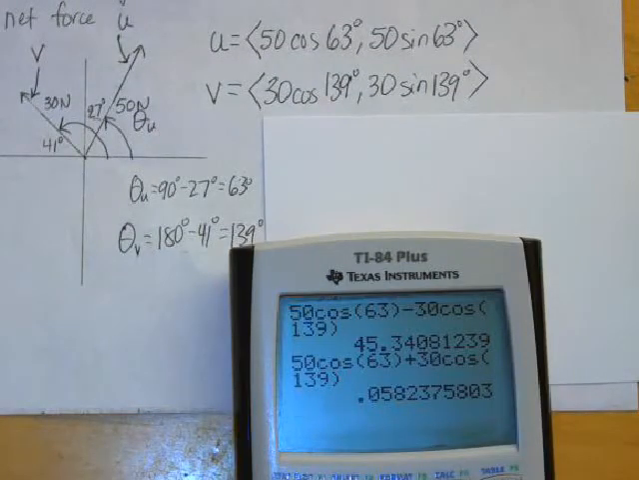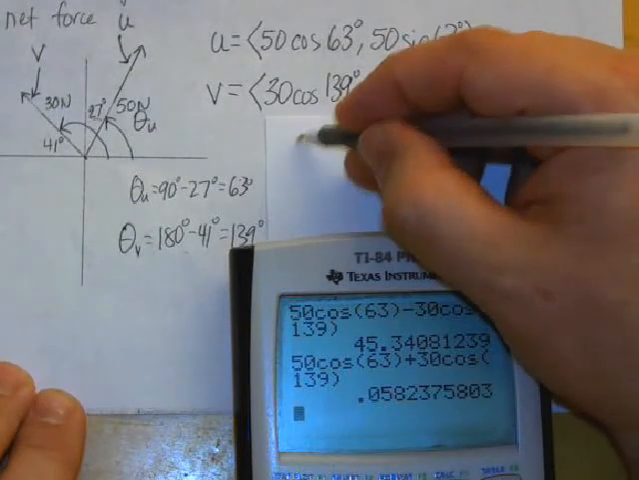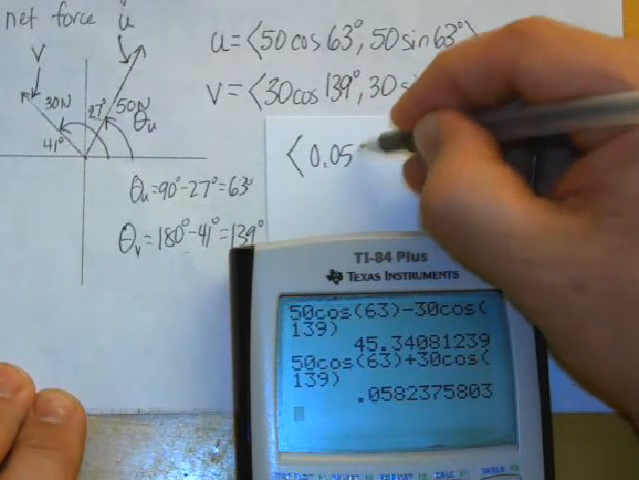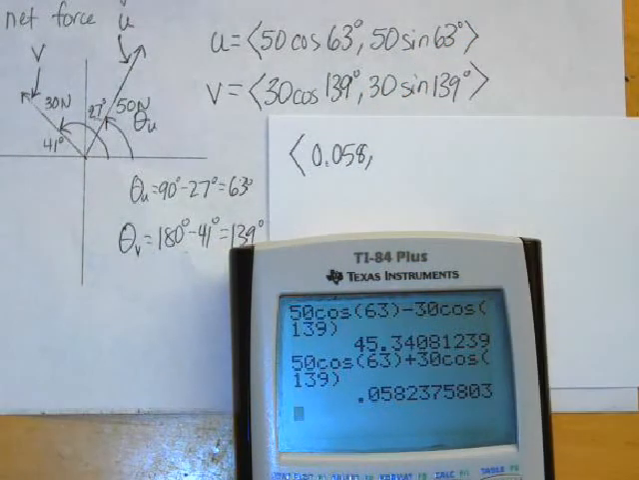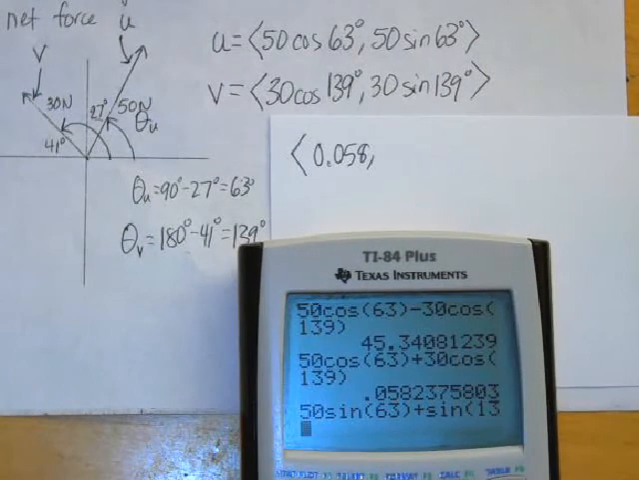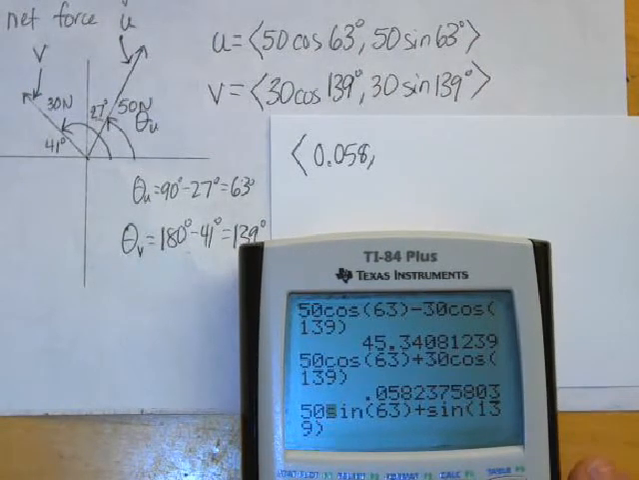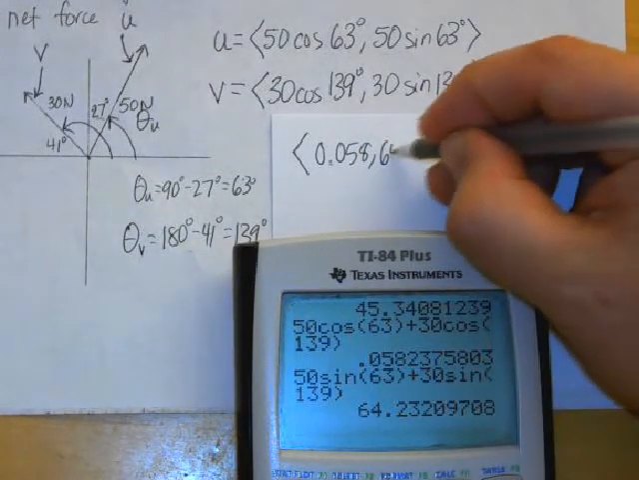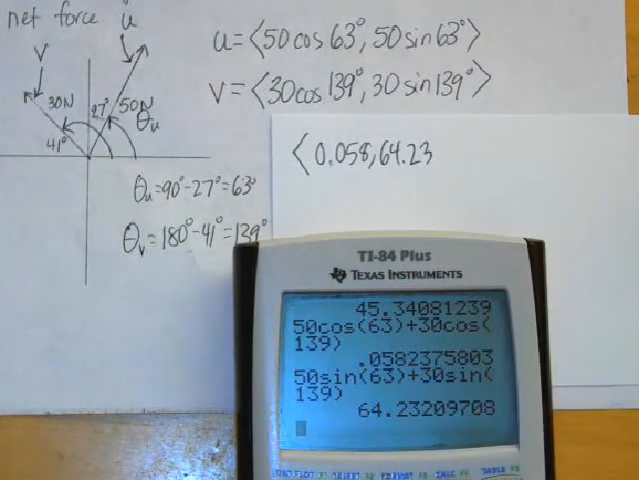Okay, you may have noticed that I typed something incorrectly. I put sine in there instead of cosine. So here's the correct answer. So for the horizontal component, it's going to be about 0.058. And then for the vertical, we get about 64.23.